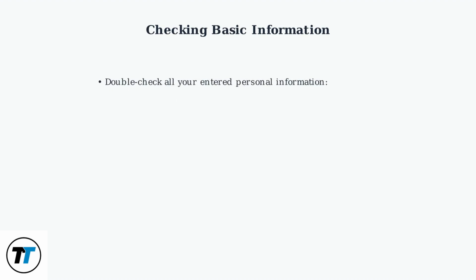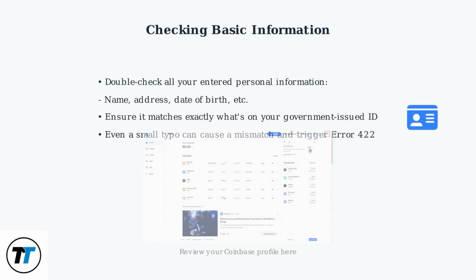First, double-check all your entered personal information: name, address, date of birth, etc. Ensure it matches exactly what's on your government-issued ID. Even a small typo can cause a mismatch and trigger error 422. Review your profile in Coinbase and correct any discrepancies immediately.